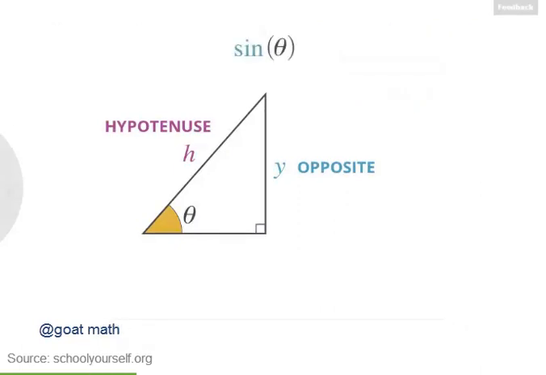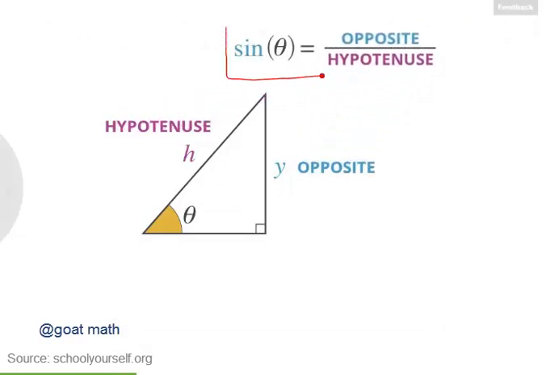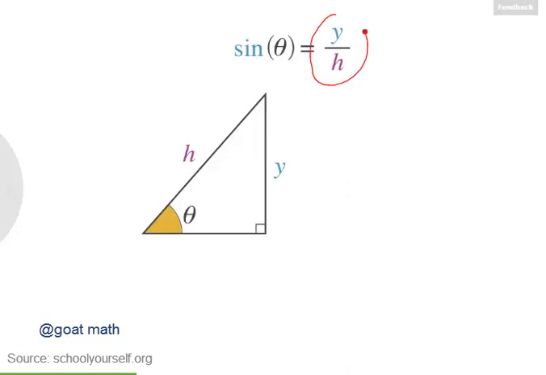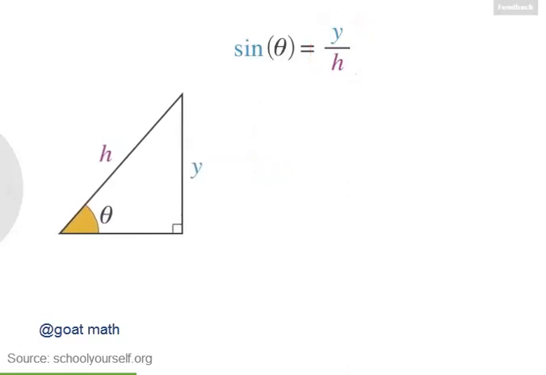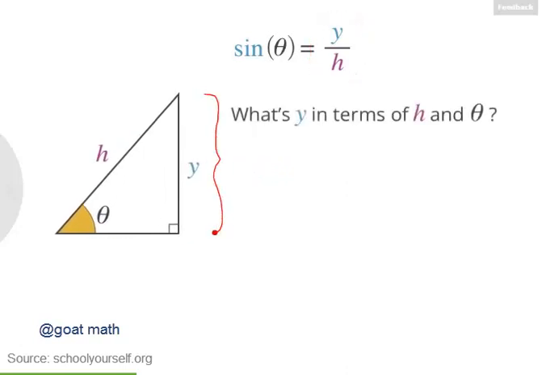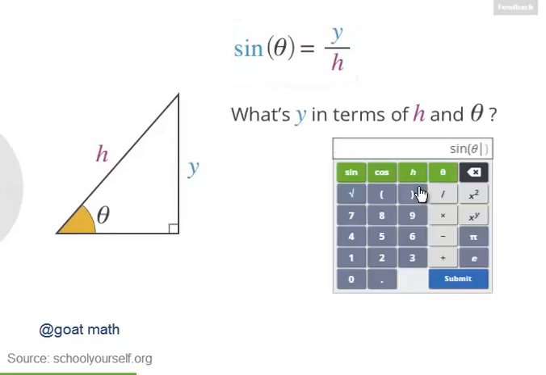Exactly, the sine function uses the opposite and the hypotenuse. More specifically, the sine of an angle theta equals the length of the opposite divided by the length of the hypotenuse. So for this triangle here, we said the opposite has length y, while the hypotenuse has length h. That means the sine of this angle theta equals y over h. Our goal was to find y, the length of this side, in terms of h and theta. Try using this equation to solve for y.